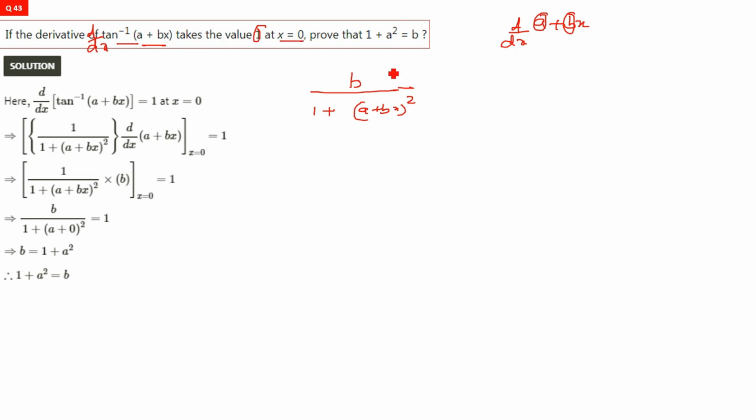Now it takes the value of 1 at x equals 0. So this is equal to 1 when x is equal to 0. Put x equals 0, you get b by 1 plus, since x is 0, it will be a square. So b by 1 plus a square is equal to 1, so b will be equal to 1 plus a square. And that is what we have to prove.